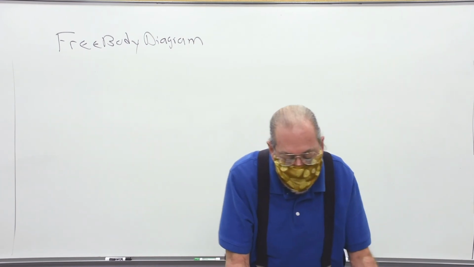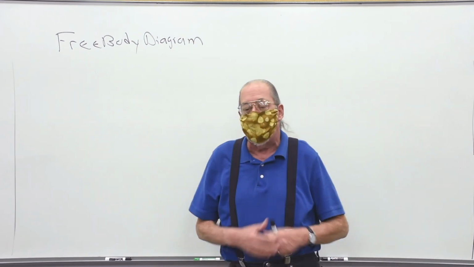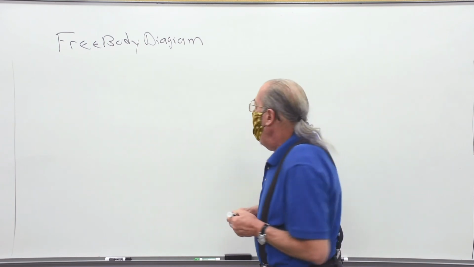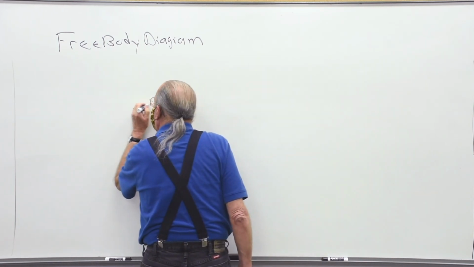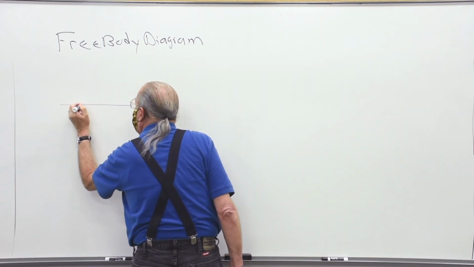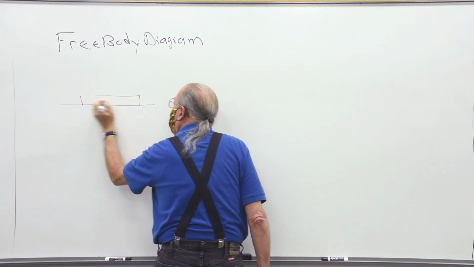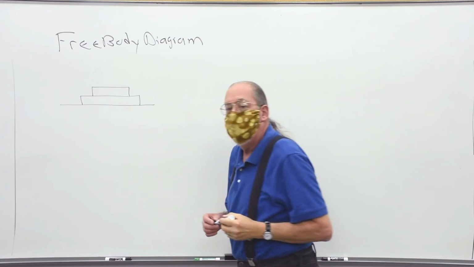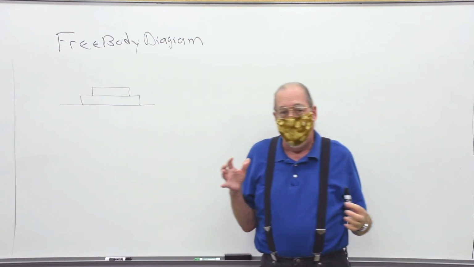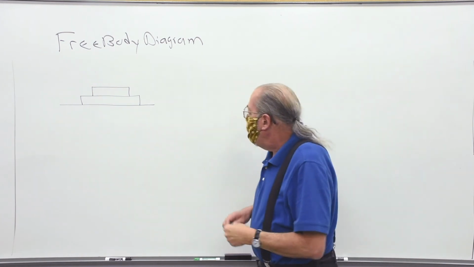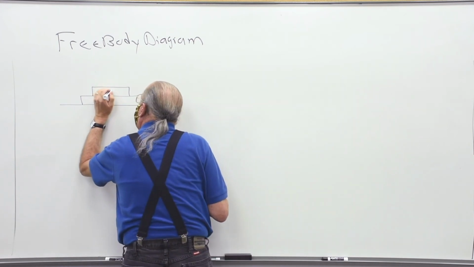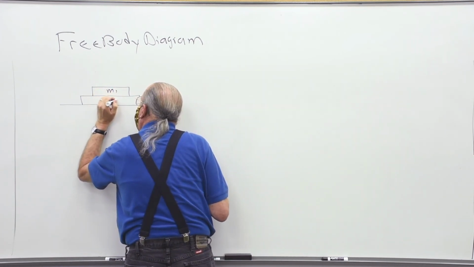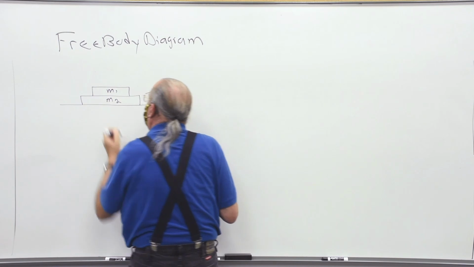Okay? Now, there's a nice problem done here in the text, which is example 4-6. I'm going to do that problem just with some different numbers, just to look at it a different way. Let's take a look at an object sitting on an object sitting on a table. When we look at this, we'll call the top one M1, the bottom one M2.